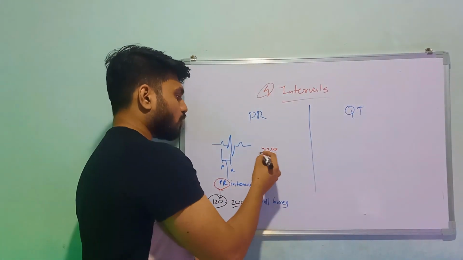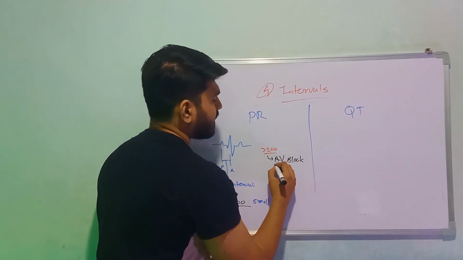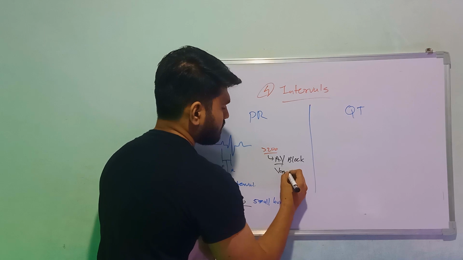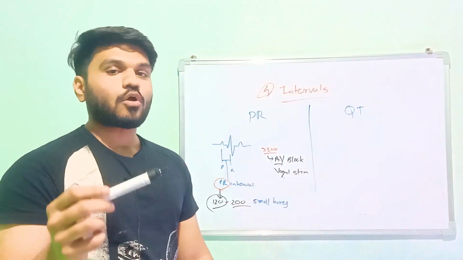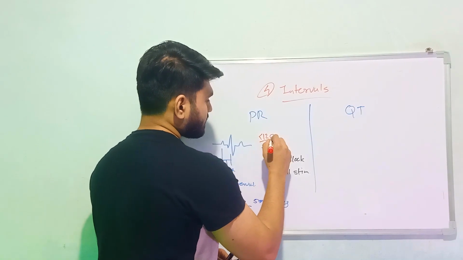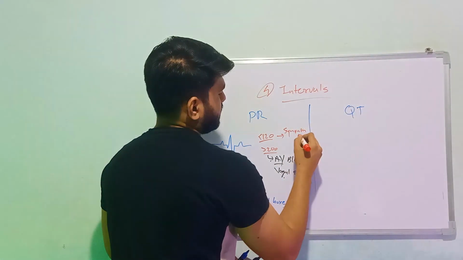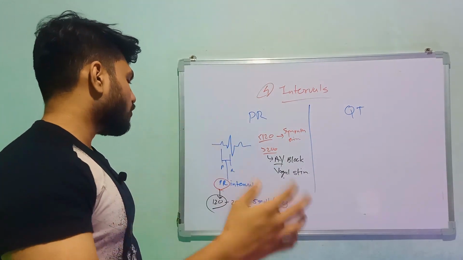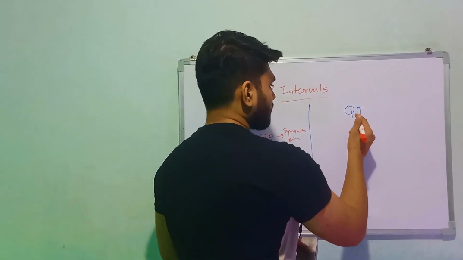So where we can see this prolonged PR interval, we can see in AV block. AV block means atrioventricular block, and we also can see in vagal stimulation. If we have vagal stimulation or we have AV block, we can see the prolonged PR interval. And where we can see shortened PR interval, obviously less than 120, we can see it in sympathetic stimulation. So we have to look at PR interval, then we can know if it is prolonged or if it is shorter. Now we will move on to the QT interval.